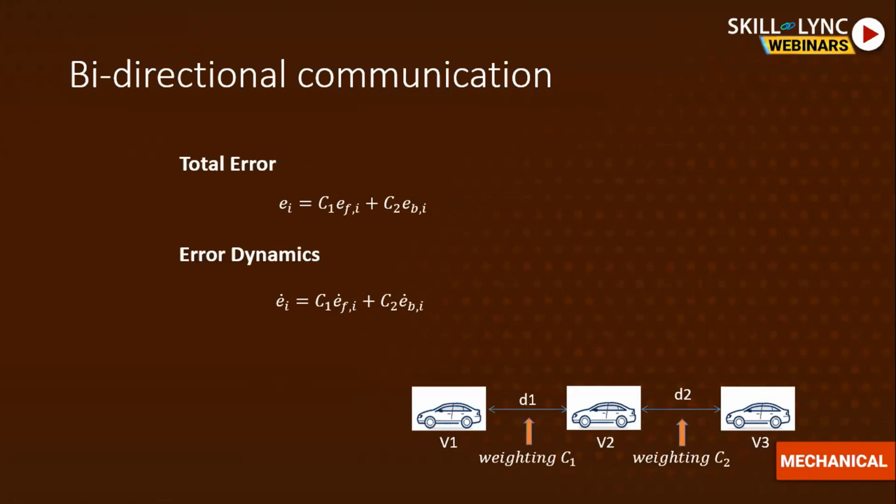So the total error is defined as this, which is nothing but some weighting factor for error in front and some weighting factor for error in back. So this sum of C1 plus C2 should be 1. So error dynamics are just the derivative of error.